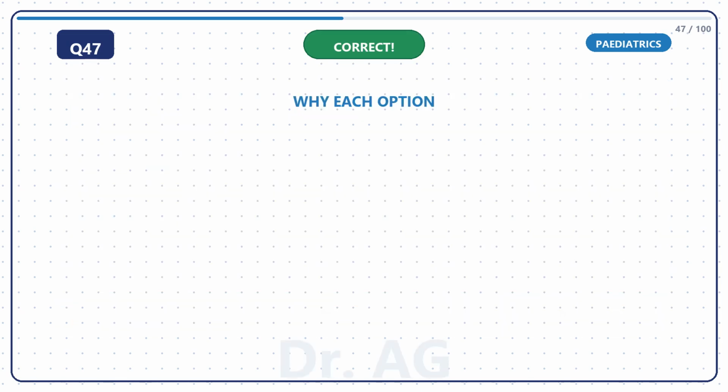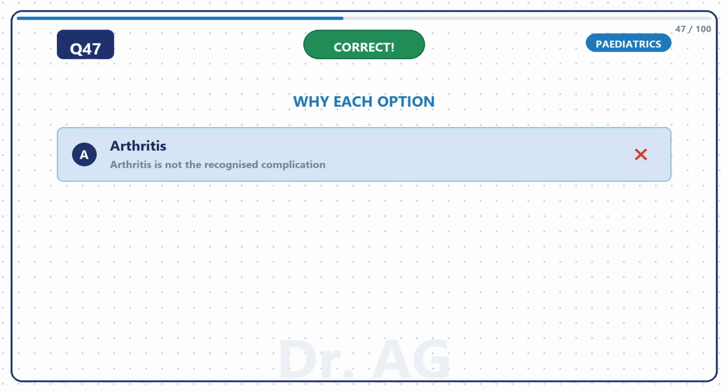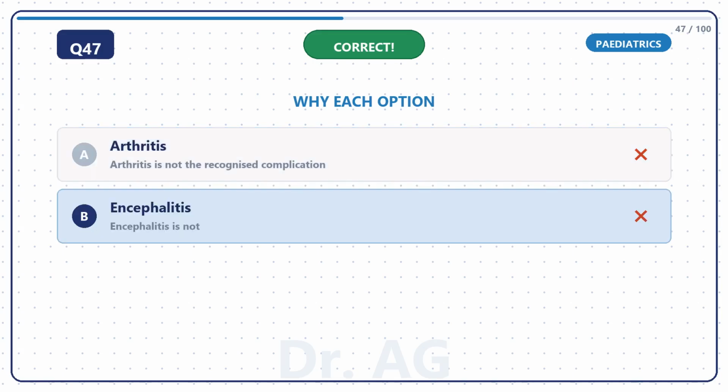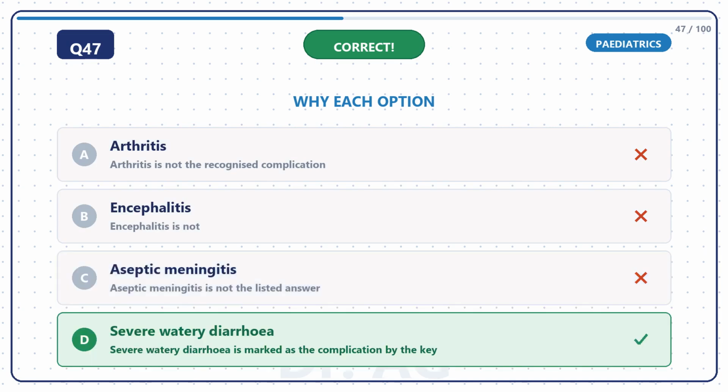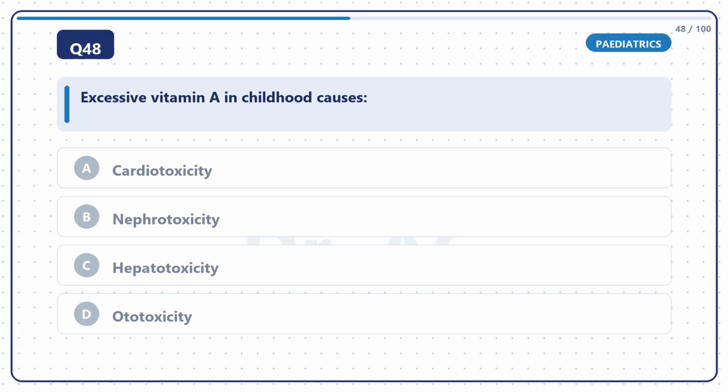Let's go through the options. Arthritis is not the recognized complication. Encephalitis is not. Aseptic meningitis is not the listed answer. And the correct answer is severe watery diarrhea. Severe watery diarrhea is marked as the complication by the key. So, the right answer is option D, severe watery diarrhea.